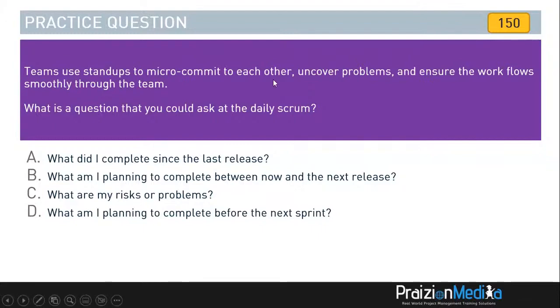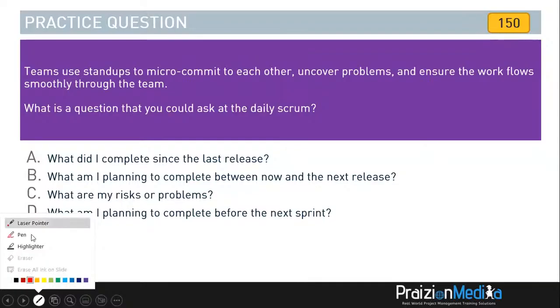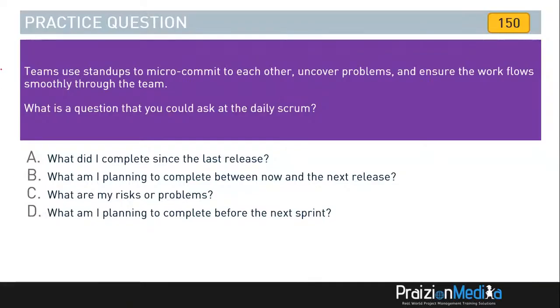All right, let's take a look at the answer. So the three questions in the world of Scrum are, what did I do yesterday to move us towards the goal? What will I do today to move us towards the goal? And are there any impediments? So which of these fits the bill? It's not about releases, so that immediately disqualifies A and B. You see the word release, you got to be careful with that.